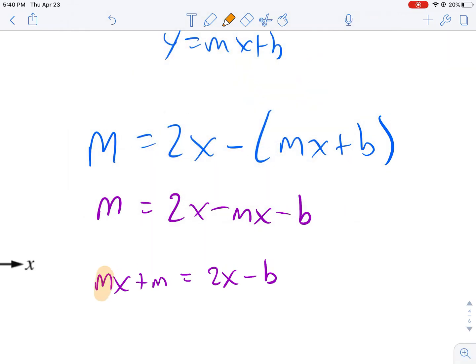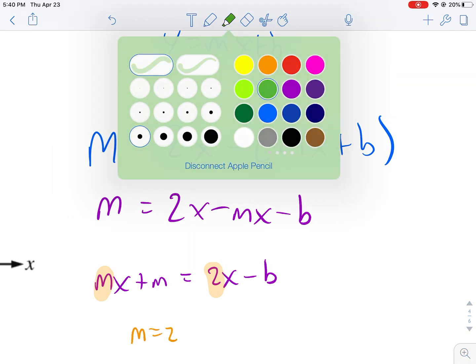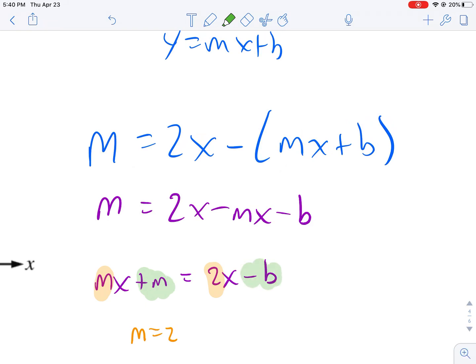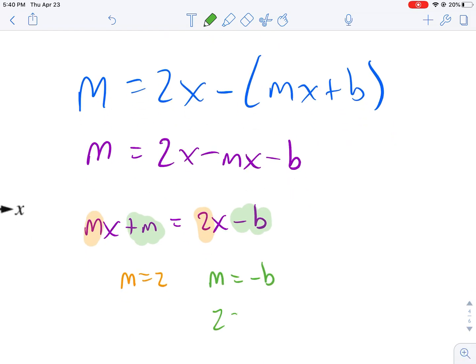Now we have two lines that are equal to each other, so this slope must equal this slope. So now we know m equals 2. And our y-intercepts, which are m and negative b, must also be equal. So we know m equals negative b, which means we know 2 equals negative b, so b equals negative 2.